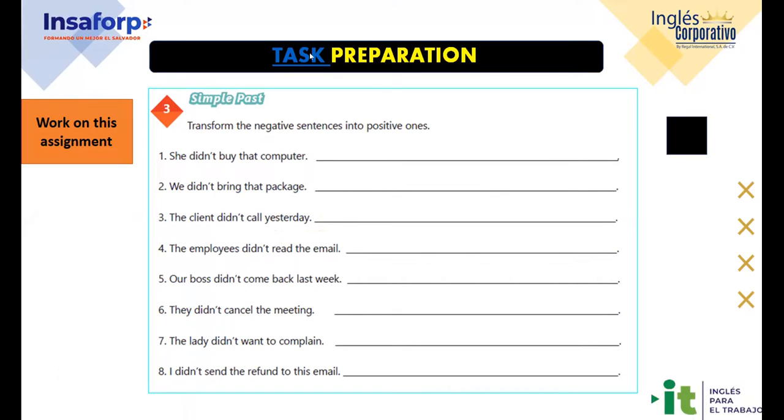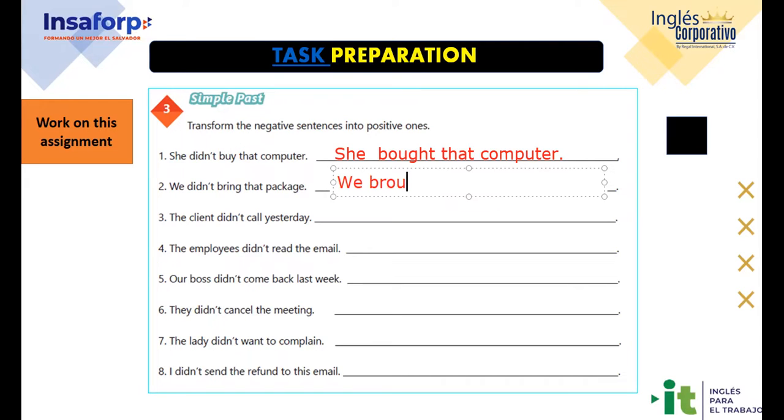She didn't buy that computer. So what is the affirmative form, simple past? She bought that computer. Okay, number two. Can you read number two, Veronica? We didn't bring that package. So we have to convert that into a positive sentence. We brought the package. That package. Okay.